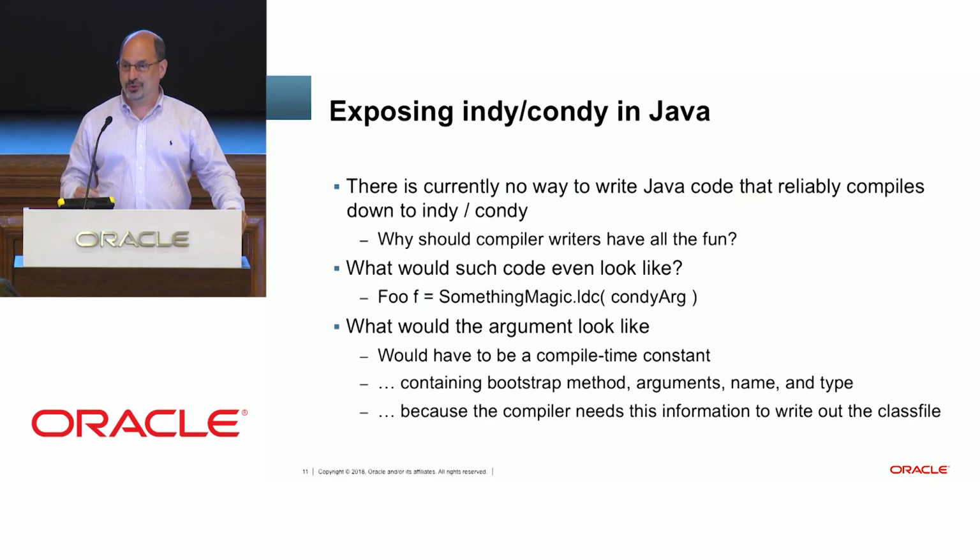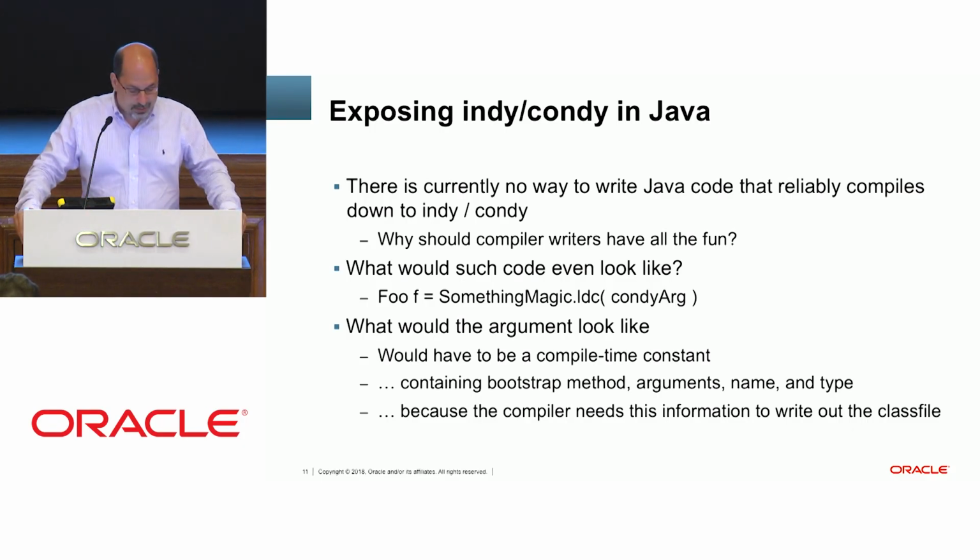Historically, we looked at this as a tool for compiler writers. And it is fun to be a compiler writer, but it's not fair for us to hog all the fun. So let's think about how we would expose this in Java. You could imagine the way we would expose ConstantDynamic in Java is you'd have some kind of magic method, maybe called LDC, and you'd be able to invoke it, and the compiler would recognize that some magic has to happen. So let's go with that, pull on that string, see where it leads.